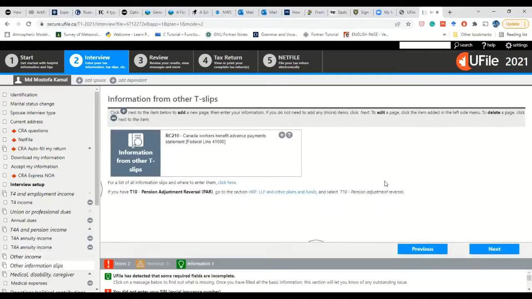Training, and information from other keys for sleep. Canada worker benefit advance payment statement. I don't know whether this is applicable. For me, it is not applicable.